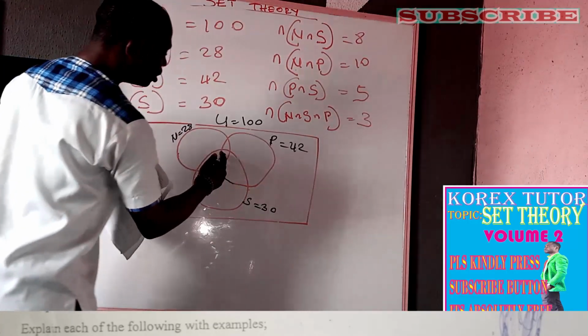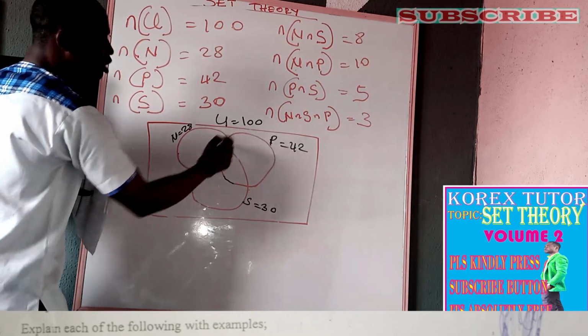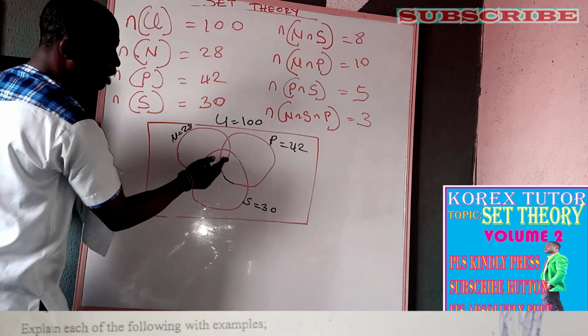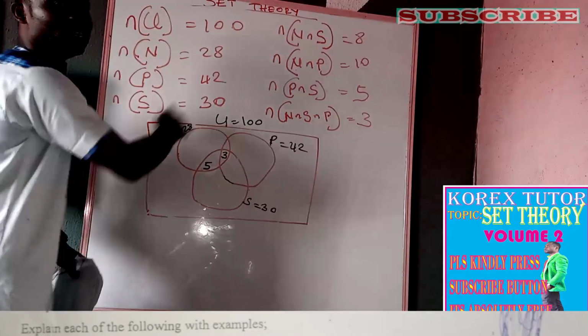So here, this is the place that contains the 3 of them. From this, you can see that this box that is representing Sun is here, this box that is representing Punch is here, and this box that is representing Nation is here. So this is where the 3 of them are. So this is the 3 people that read all 3.